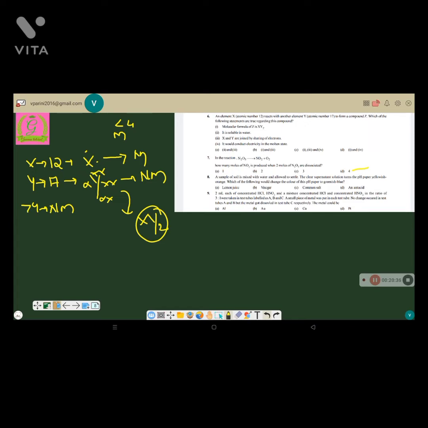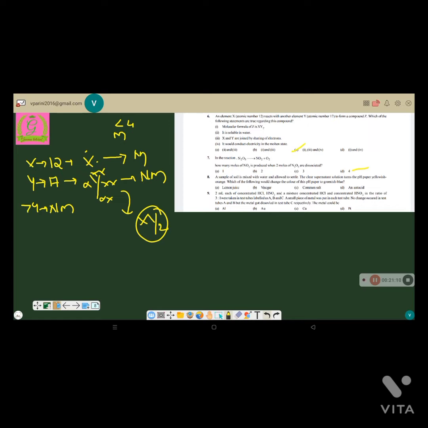So the molecular formula is XY2, correct. It is soluble in water, correct. X and Y are joined by sharing of electrons? No, X and Y are joined by the transfer of electrons. It conducts electricity in the molten state, which is a property of ionic compounds. So the first one is correct, the second one is correct, and the fourth one is correct. 1, 2 and 4, so the option is C.